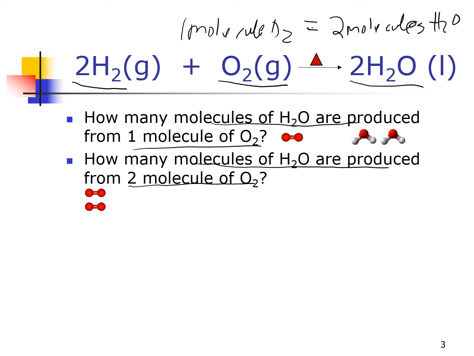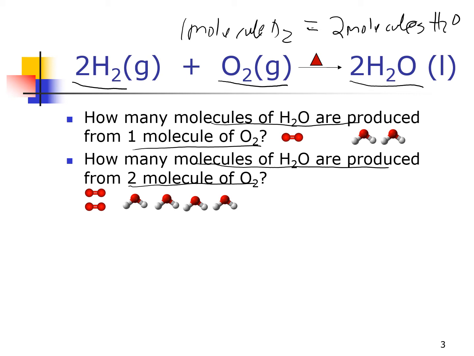So here are my 2 molecules of oxygen. So I'm basically doubling the quantity I have, and we know that 1 molecule of oxygen produces 2 molecules of water, so we should produce double the quantity of water, and here's my 4 molecules of water.